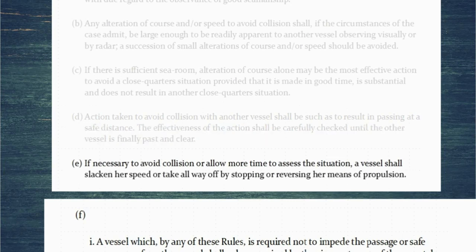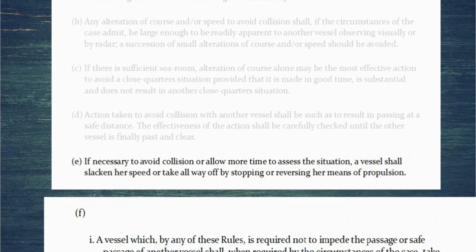If necessary, to avoid collision or allow more time to assess the situation, a vessel shall slacken her speed or take all way off by stopping or reversing her means of propulsion. Again, this one kind of makes sense. If you need more time, just stop your vessel, stop running ahead, give yourself more time to assess the situation or avoid the collision.